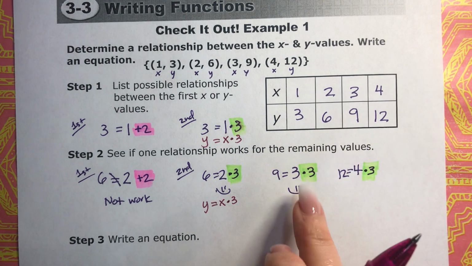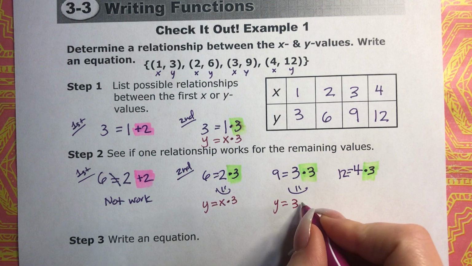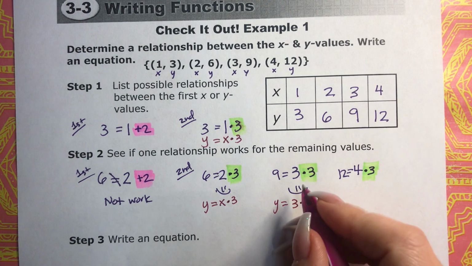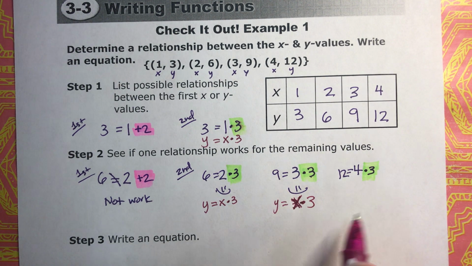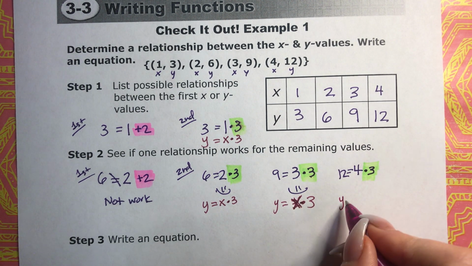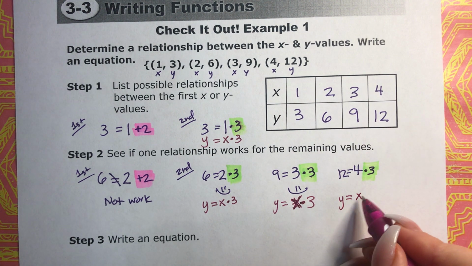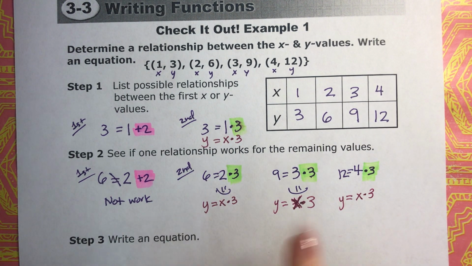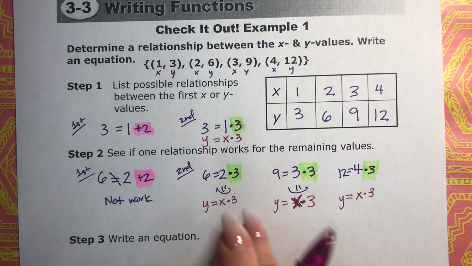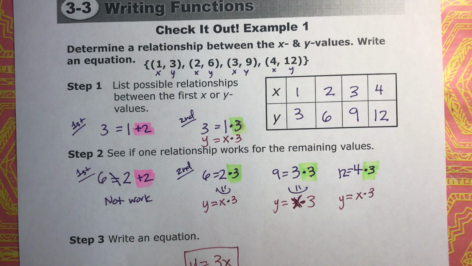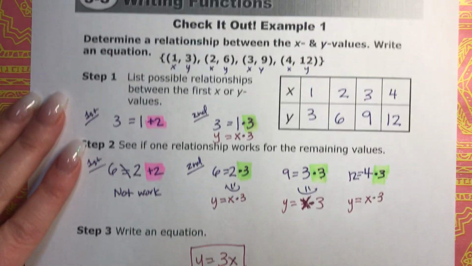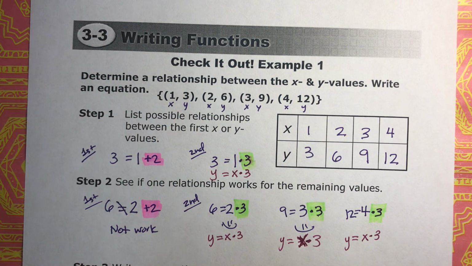And look here, 9 was my y value, 3 was my x value, and then I multiplied by 3. And lastly, 12 was my y value, and 4 was my x value multiplied by 3. And you see, this is my equation. It's the same thing every time, except when I write my equation, I'm going to write it as y equals, instead of x times 3, 3x, which means the same thing. And so that is my equation for this particular set of ordered pairs.